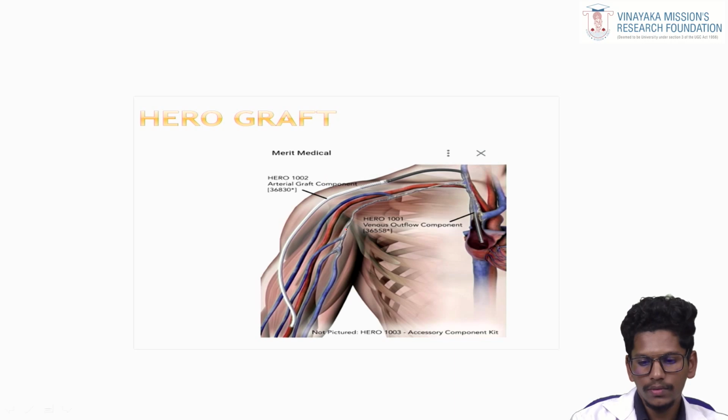So this is a HeRO graft. From there, this is the PTFE material, this is the HeRO arterial graft component, and this is the venous line, the HeRO venous outflow component.